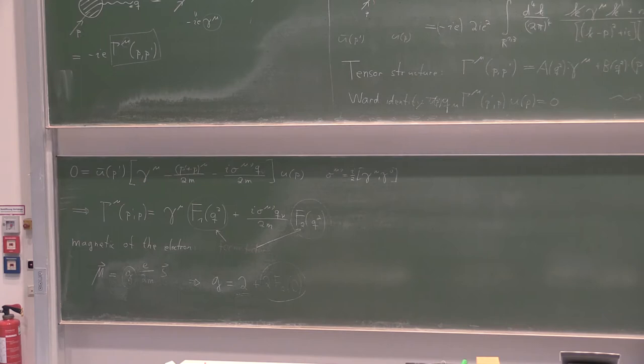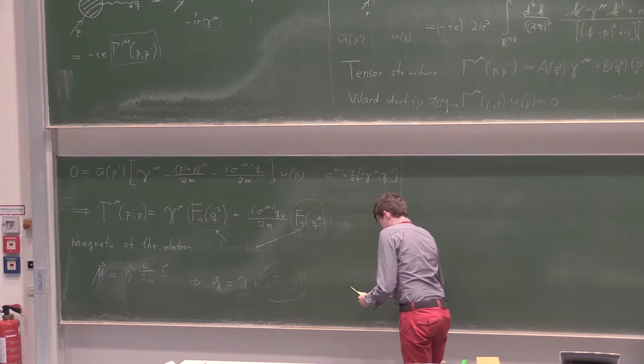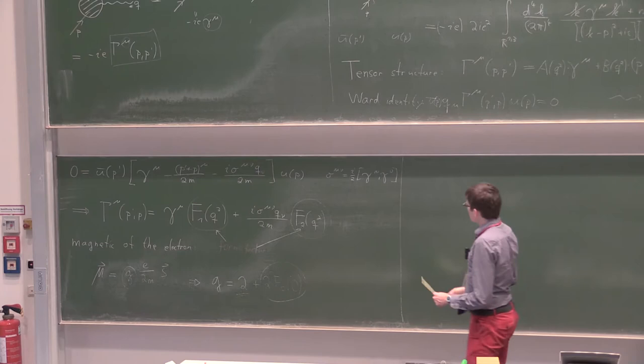So how can we compute this explicitly? So the first step is always to combine denominators.